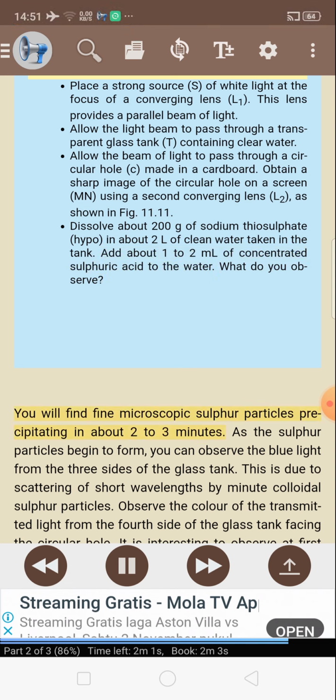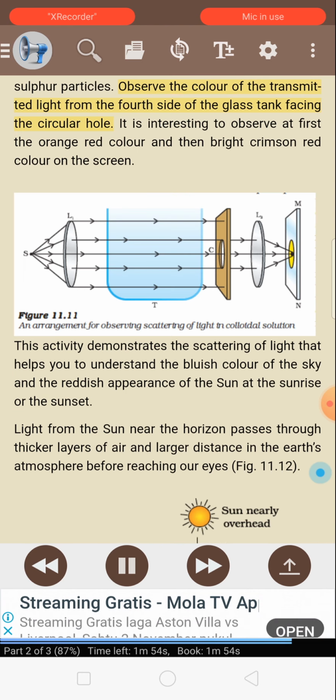What do you observe? You will find fine microscopic sulfur particles precipitating in about 2 to 3 minutes. As the sulfur particles begin to form, you can observe the blue light from the 3 sides of the glass tank. This is due to scattering of short wavelengths by minute colloidal sulfur particles. Observe the color of the transmitted light from the 4th side of the glass tank facing the circular hole. It is interesting to observe at first the orange-red color and then bright crimson-red color on the screen.